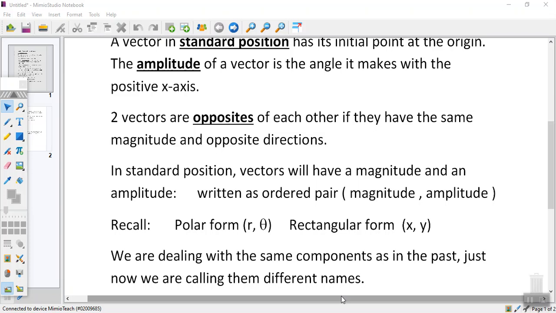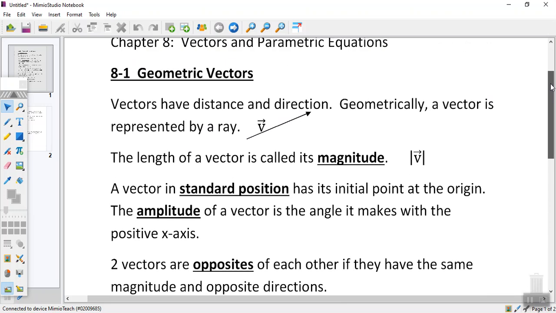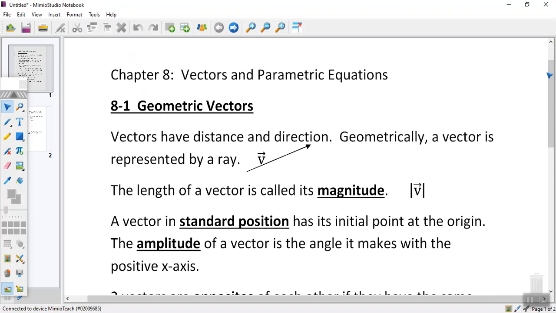Guys, we're going to start talking about vectors and some parametric equations throughout this chapter. First thing we're going to start getting into in 8.1 is geometric vectors. Okay? So a vector is basically anything that's going to have distance and what?